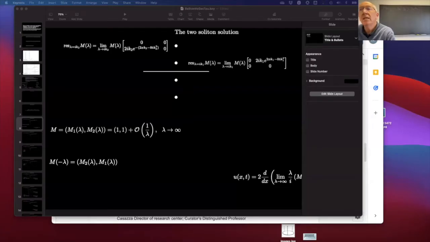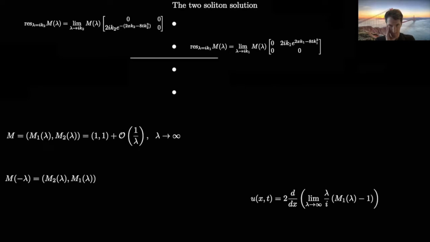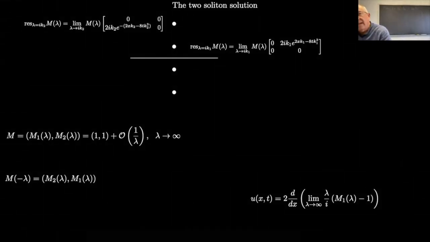We shall see. So you can't really see my board now, but if you now look at just the upper left-hand corner and say, okay, the residue on the right-hand side, if I multiply out this matrix M times this vector, the second entry is just 0. That means that there's no residue at iK2 in the second entry of M, okay? But there is a residue in the first entry, and I compute the residue by doing this multiplication, and I wind up needing M2, the second entry of M, times this quantity here, 2iK2 e to the negative 2xK2 minus 8tK2 cubed, okay?